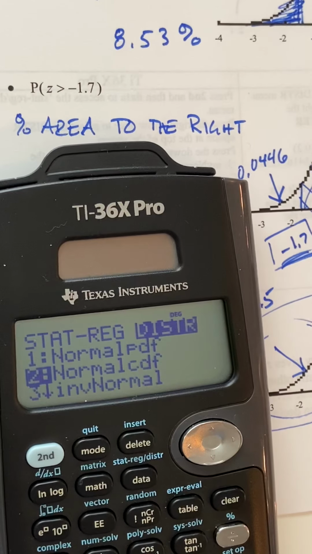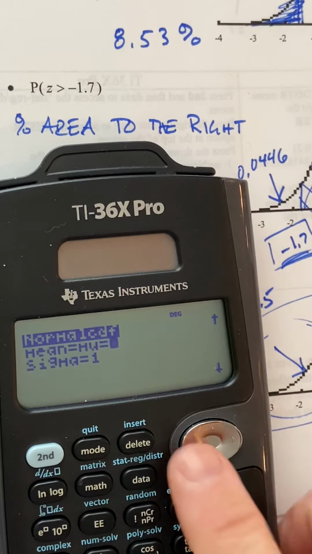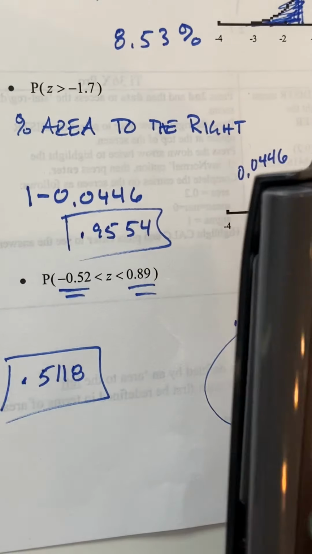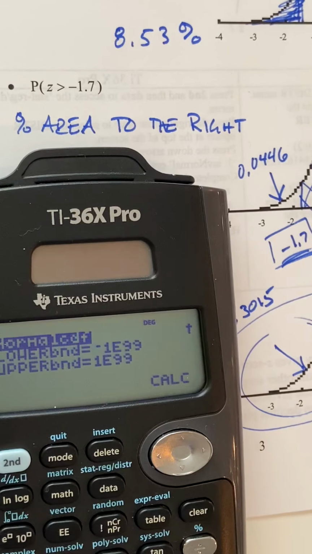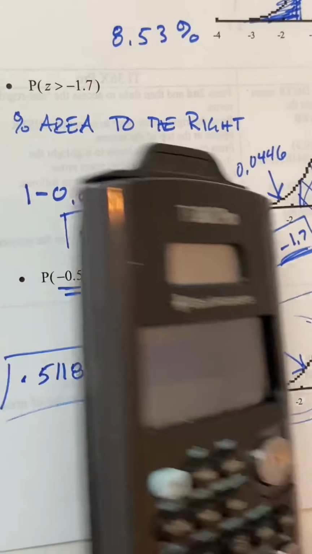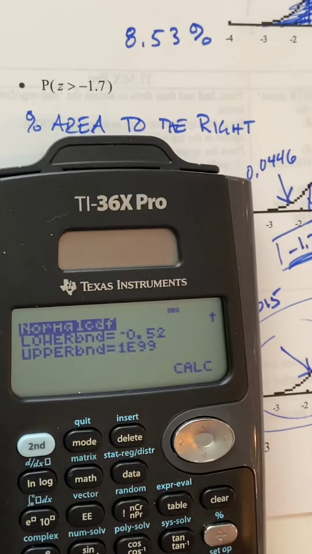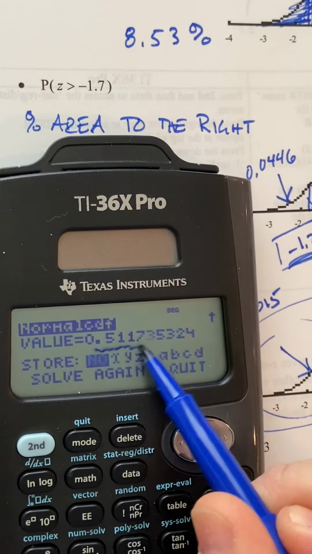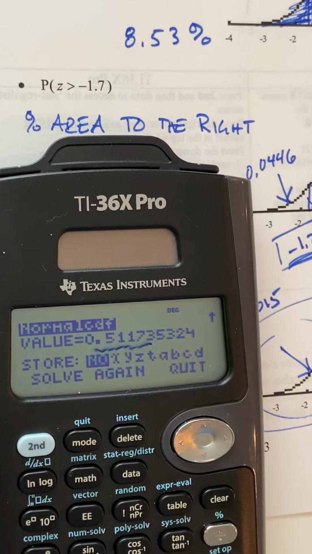distribution, normal CDF, accept the defaults until next chapter. This time the lower bound is the value that's the negative one, negative 0.52, and the upper bound 0.89. Calculate that, and that's what they got on the guided notes. 0.5117 rounded to the nearest ten-thousandth.